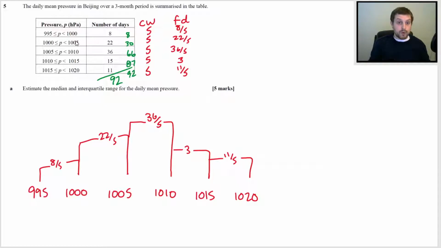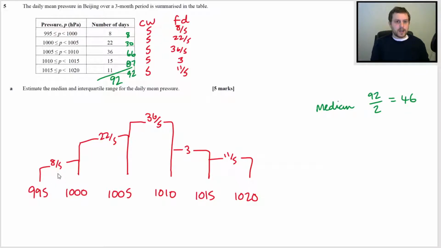To do this with grouped data, we sketch a histogram and we want to fill half of the area. That will tell us where the median is. A quarter of the area, 3/4 of the area, that will be the lower quartile and the upper quartile. So the total area is 92. So for the median, we want half the area, and half the area is 46.